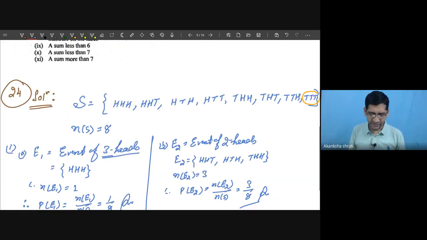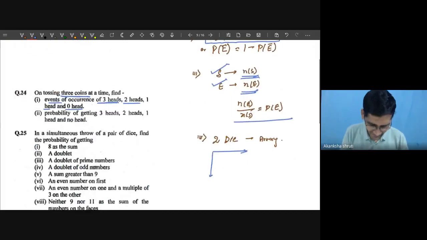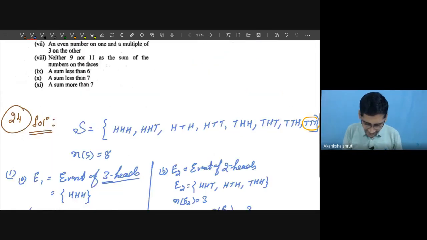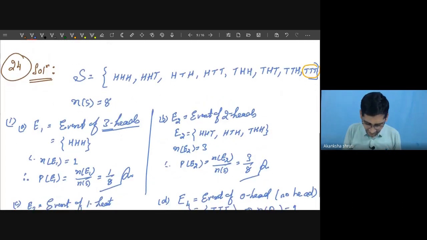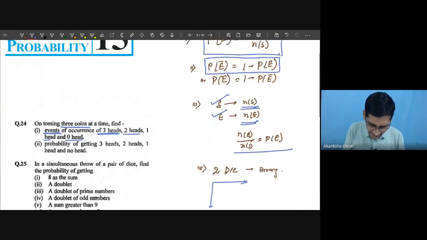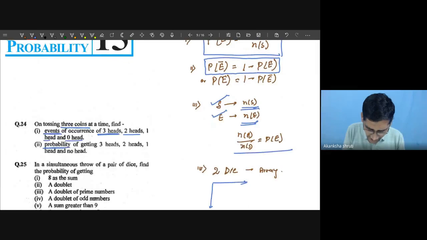So we should be careful. Next one, probability of getting 3 heads, 2 heads, 1 head and no head. See, everything we have done, even 1 and 2 both we have done. Very first you have to write the event. Okay, event of occurrence. So whatever we have written in this bracket form, they are representing the event. And whatever P(E1), P(E2) we have calculated, that is representing the probability. So both of these I have solved together.